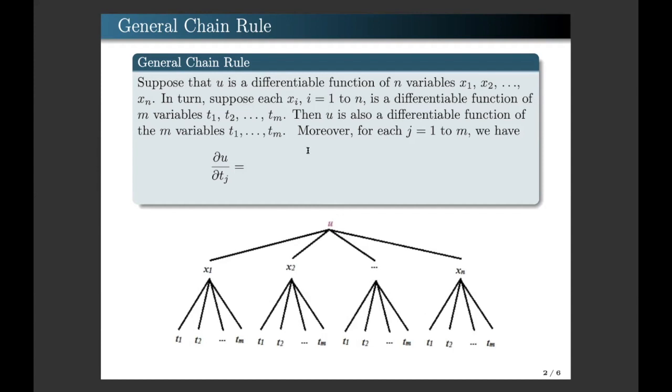The partial of u with respect to t sub j will be equal to the partial of u with respect to x sub 1 multiplied with the partial of x sub 1 with respect to t sub j. Add that to the partial of u with respect to x sub 2 times the partial of x sub 2 with respect to t sub j. Plus, you get the idea. We continue that until we reach the partial of u with respect to x sub n times the partial of x sub n with respect to t sub j.